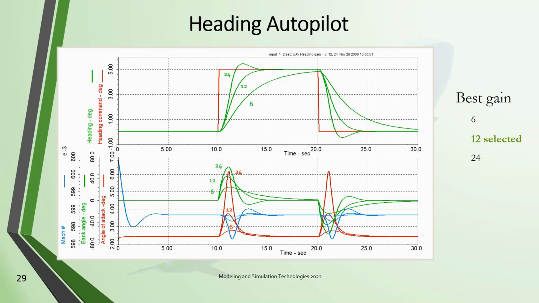12 requires only about not quite 4 degrees angle of attack. That looks very promising, even though 24 would also be possible because it doesn't hit the limit of the angle of attack. But the student probably wants to be somewhat conservative and would probably pick 12 as the best gain.